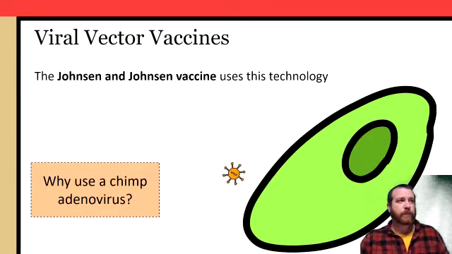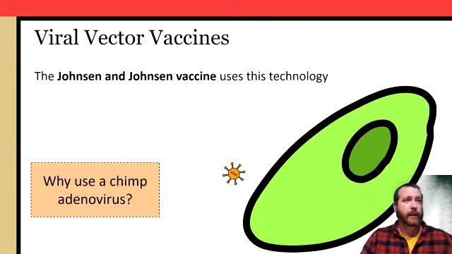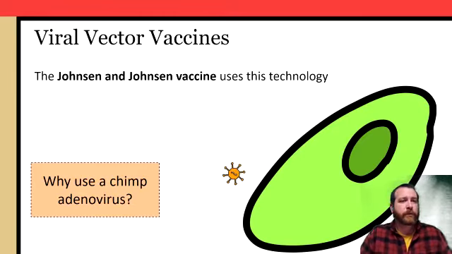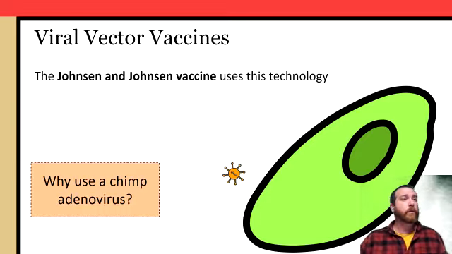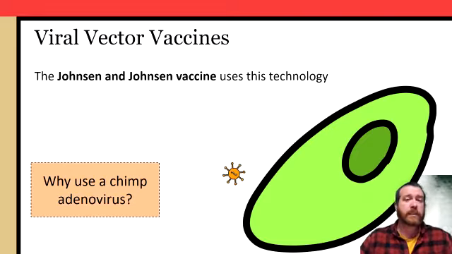Does anybody have an idea why you would use a chimpanzee adenovirus? If human adenoviruses are very common, and we've all been exposed to tons and tons of human adenoviruses, why would you want to use a chimpanzee adenovirus? Any idea? They're pretty genetically similar. So that's why we wouldn't want to use something like, I don't know, whale adenoviruses, which probably exist. Using a chimpanzee adenovirus means that virus probably can get into our cells reasonably well. That's a good start.